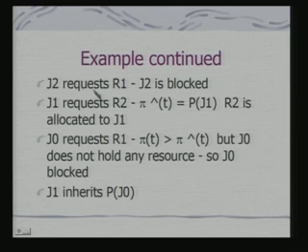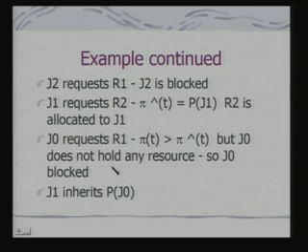So, R2 will be allocated to J1. You can understand that if I had allocated R2 to J2 here, okay, J2 would not be able to complete its job because it is requesting R1, and J1 is requesting R2. So, J1 is getting all the resources because it is of the highest priority. And J0 requests R1. When J0 requests R1, its priority π(t) is greater than π̂(t), but J0 does not hold any resource. So, J0 is blocked.